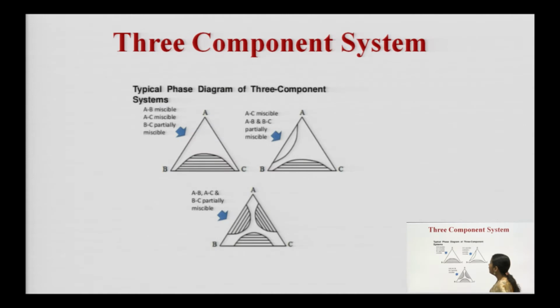Here are some typical phase diagrams of 3 component systems. Here we can see that AB is miscible with each other and AC is miscible with each other, whereas BC is partially miscible. Similarly, here also you can see AB and BC are partially miscible and AC is miscible, and here AB as well as AC as well as BC are partially miscible.